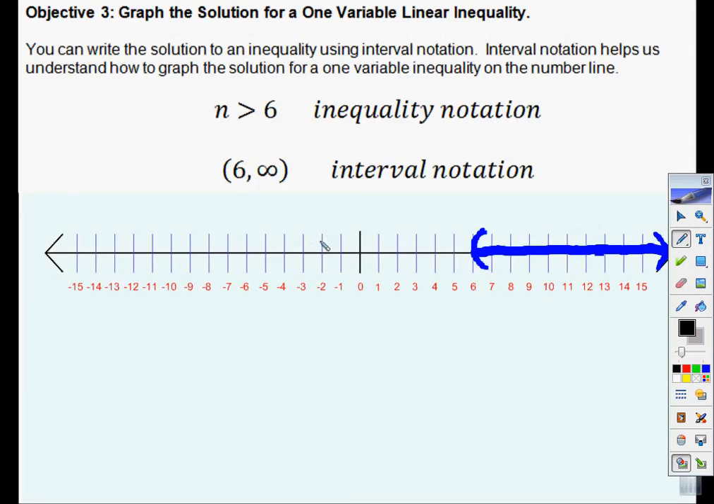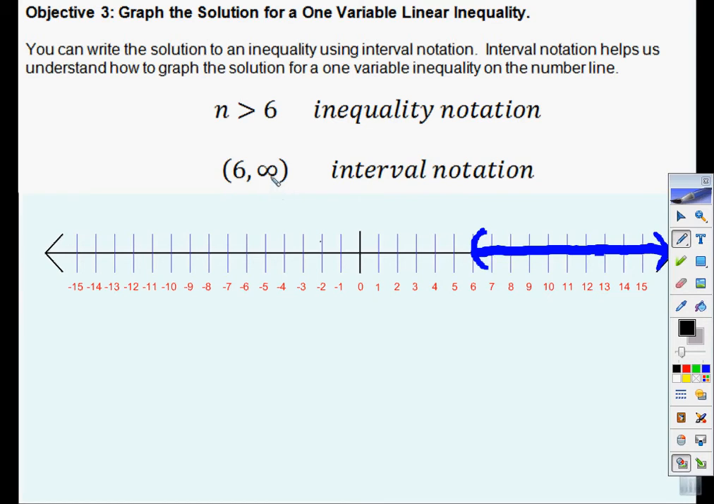Graph the solution for a one-variable linear inequality. You can write the solution to an inequality using interval notation. Interval notation helps us understand how to graph the solution for a one-variable inequality on the number line. So n is greater than 6 is inequality notation, and the interval notation is from 6 to infinity.